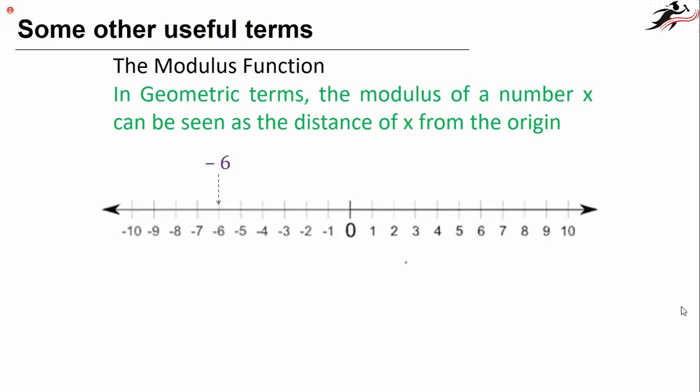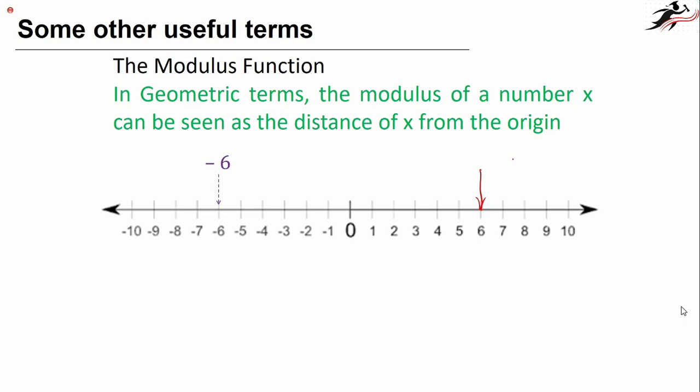Let's look at the number line. If I want a point which is at a distance of 6 units from the origin, it could be either here or it could also be over here. It could be either of them.